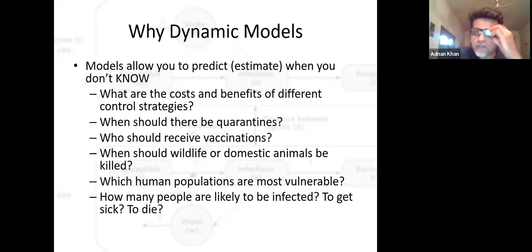When vaccines became available, initially the supply was small. So who should be vaccinated? Frontline workers, people who are very susceptible.